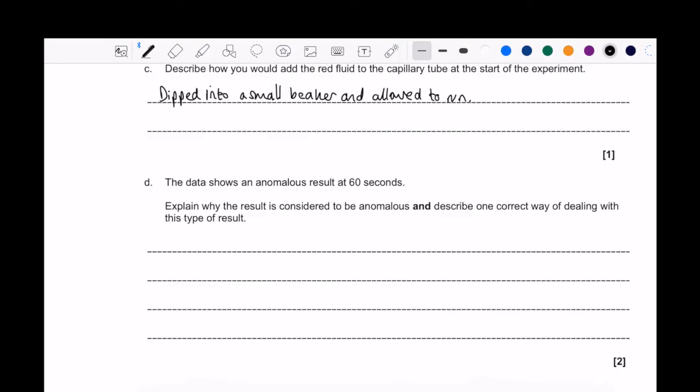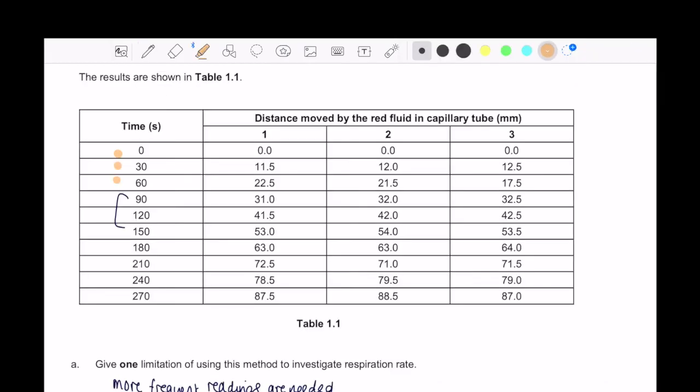Next question is all about anomalous results. This is a very, very key concept to understand in biology because when anomalous results come up, something's gone wrong. And if something's gone wrong, you need to really do something about it. But we'll get onto that. It says, explain why the result is considered to be anomalous and describe one correct way of dealing with this type of result. An anomalous result is when it just doesn't fit with the pattern or it's just out of line, really.